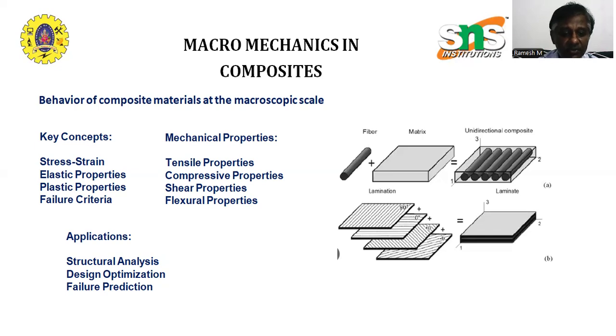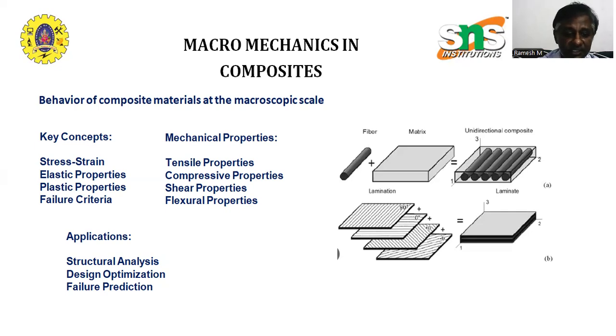Then from the application point of view, structural analysis, that is the use of macro mechanics to predict the behavior of composite structures under various loading conditions, including beams, plates, shells. These are the important composite structures. We have to analyze the prediction of behavior of the composite structures. Then design optimization is also very important, to optimize the composite design for specific applications, including minimizing the weight, maximizing the stiffness, and optimizing the fiber orientation. These are very important for design optimization.